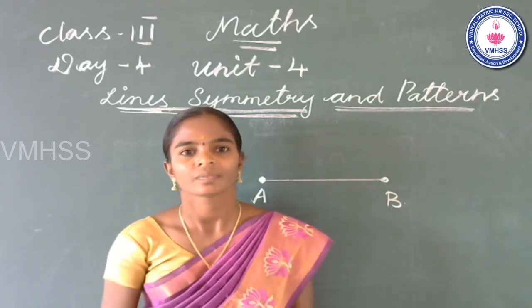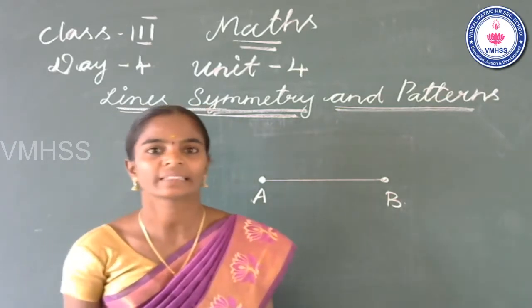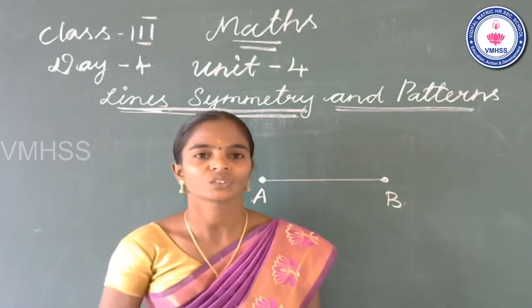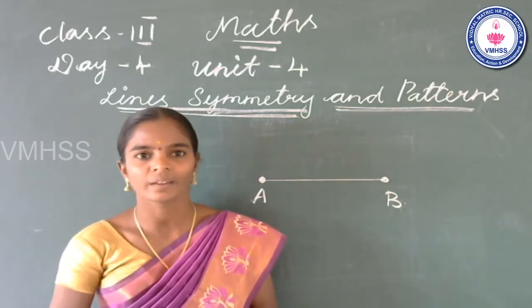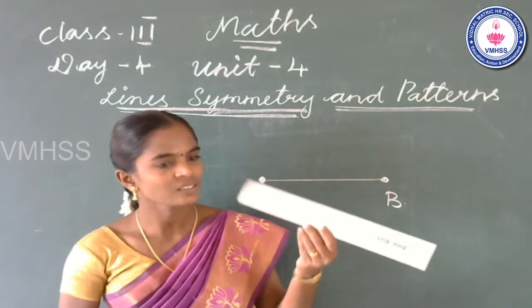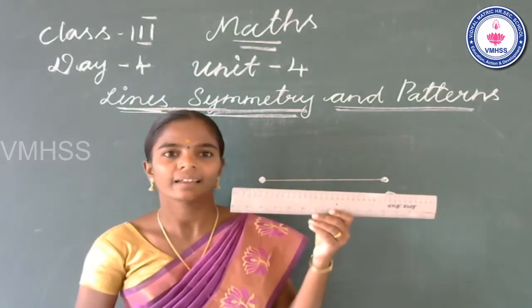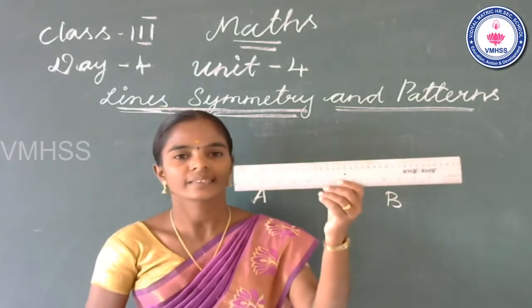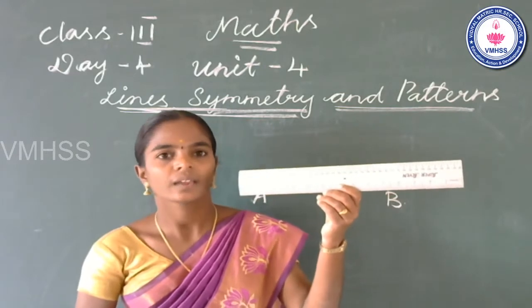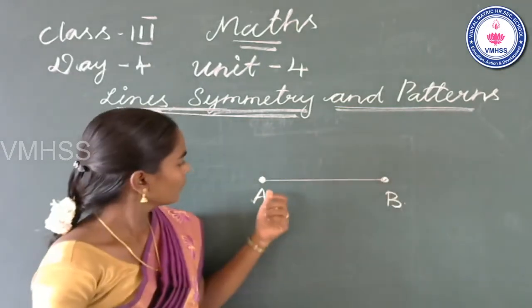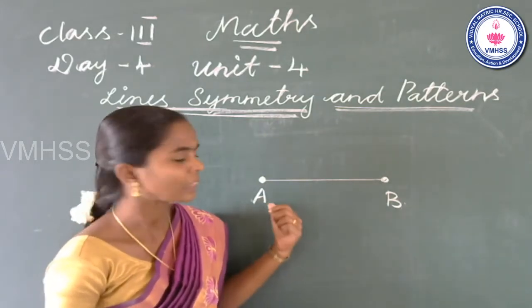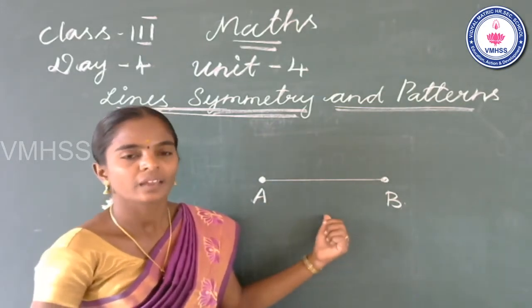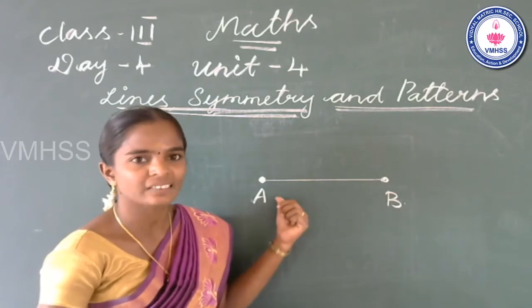Students, listen. Which tool is used to measure length? Very good. A ruler. A ruler is used to measure the length. So this is a ruler. One line segment is given. This line segment is named AB. Now we measure the line segment.